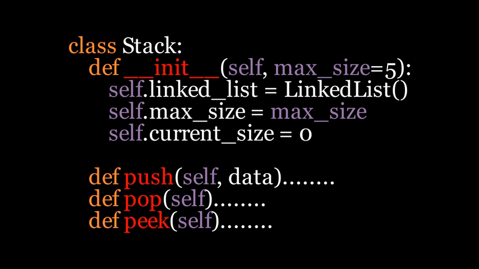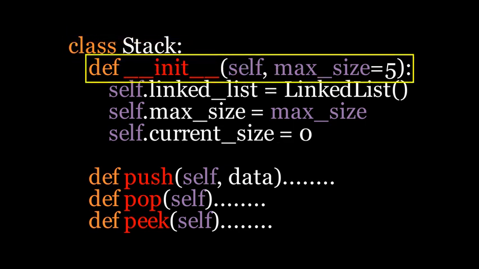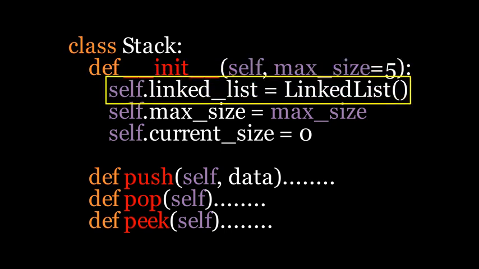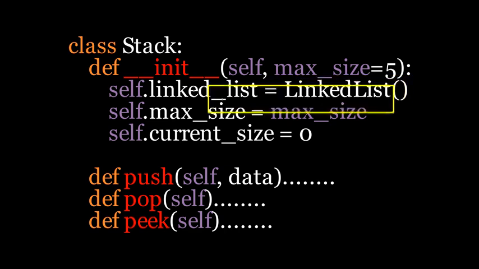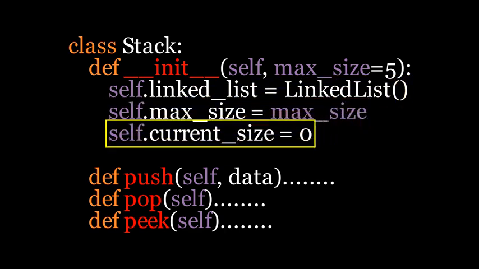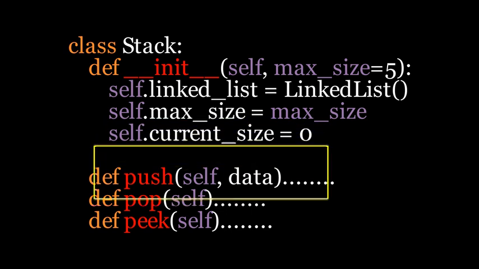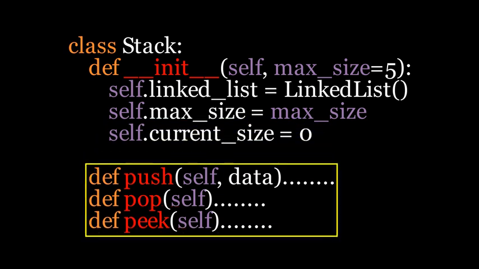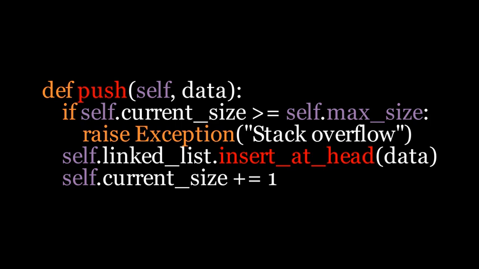We'll first start by defining the stack class. In the constructor, we'll set a default size of 5, though this is optional. Then, we'll initialize a linked list to store the stack elements, set the maximum size, and keep track of the current size. After that, we'll define all the stack operations, such as push, pop, and peek, to work with this linked list implementation. Let's start with the push function.